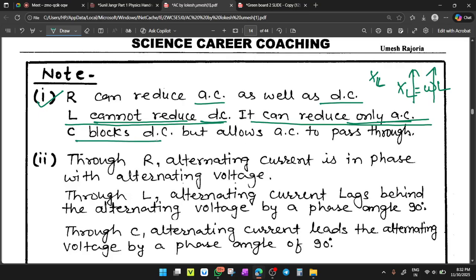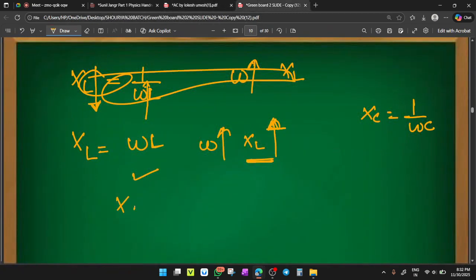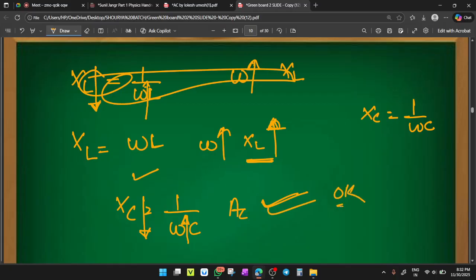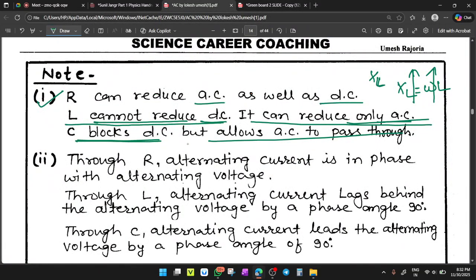Now, C blocks DC, but it allows AC to pass through. We have seen XC equals 1 upon omega C. So if the frequency is high, your reactance will be less. Means for AC, the resistance, the reactance, will be less. It will say, okay, go through. But for low frequency, for a DC, it will block, and XC equals infinite. Clear? So it will block DC but allows AC to pass through.